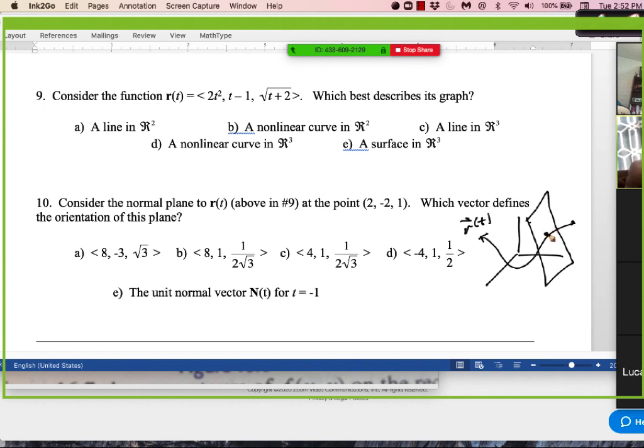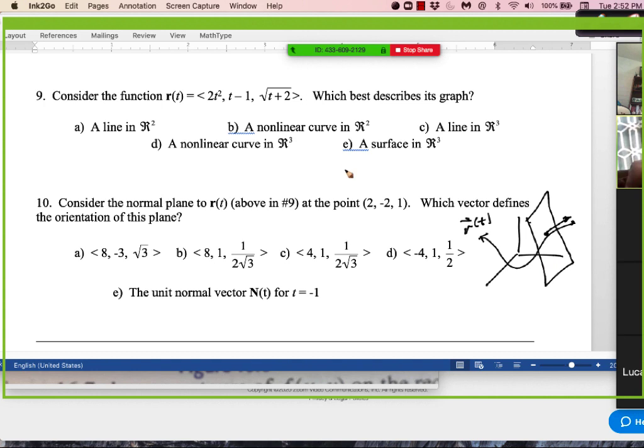So what vector is going to define the normal plane at a particular point, normal to the curve? Is that the tangent vector, the normal vector, or the binormal vector? I was thinking tangent vector.